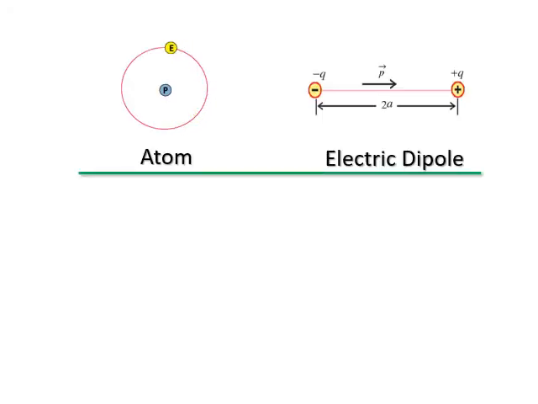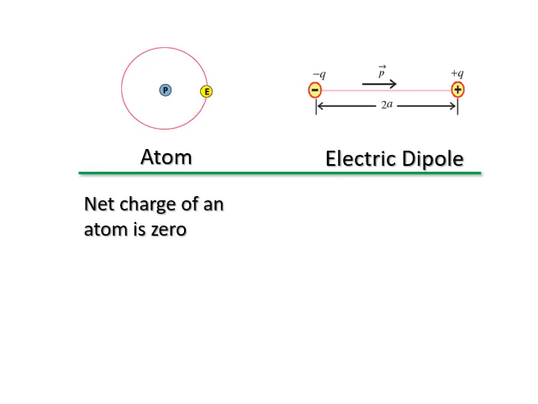Let us now summarize our comparison of atom and electric dipole. Now we know that for an atom, the net charge is 0. Whatever number of protons you have, you have an equal number of electrons. So what is the net charge of an atom? 0. It is electrically neutral.